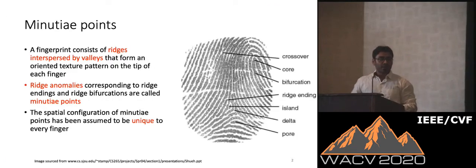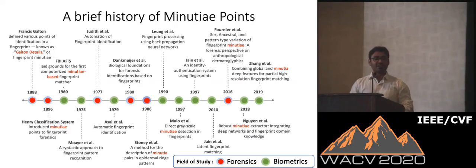Now, a fingerprint consists of ridges interspersed by valleys to form an oriented texture pattern on the tip of each finger, and ridge anomalies corresponding to ridge endings or bifurcations are called minutia points. And the spatial configuration of these minutia points has been assumed to be unique to every finger. Now, throughout time, we have seen that minutia points have been used extensively in both forensics and biometrics to perform fingerprint matching.